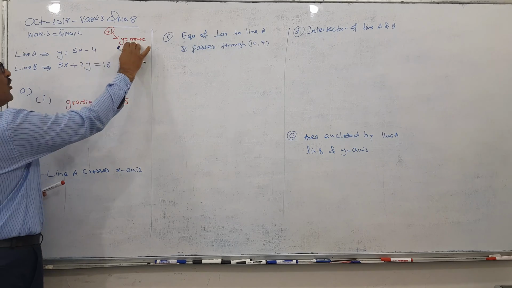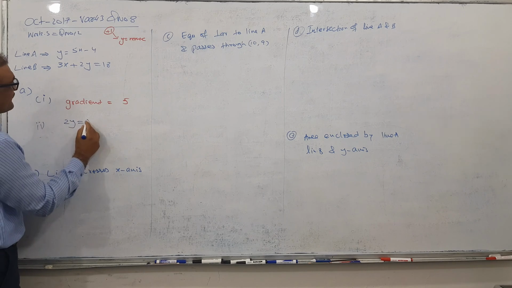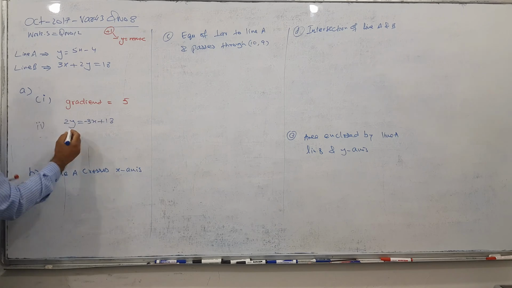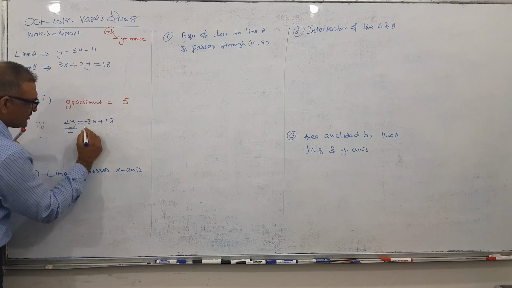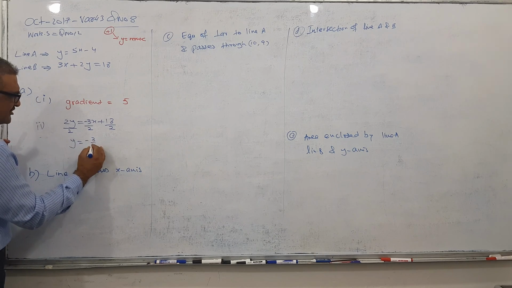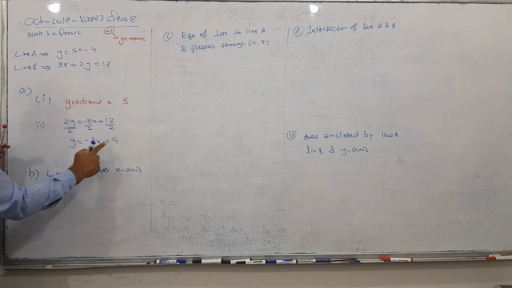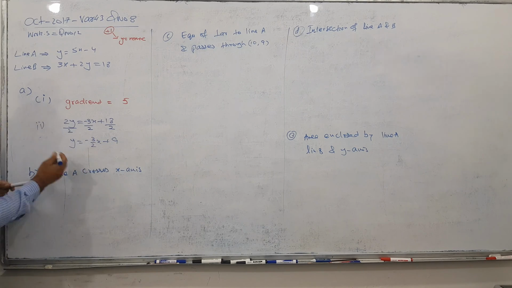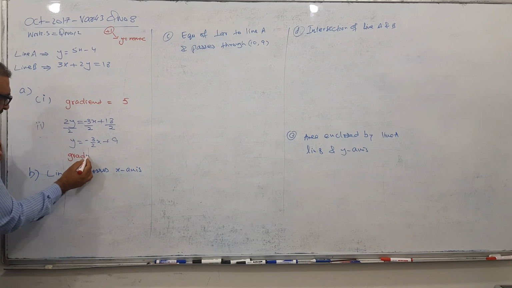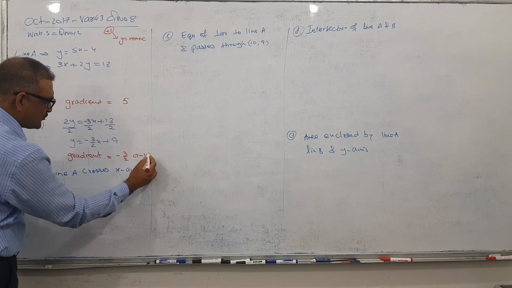It is not in that form, so try to take y as the subject. So 3x goes to the other side, and it will look like this. Now divide the whole equation by 2: 2 divide here, 2 divide here, and 2 divide here. And I am getting minus 3 by 2 x and plus 9. This 9 is called the y-intercept, and this is called the gradient. So the gradient of line B is minus 3 by 2, or minus 1.5.